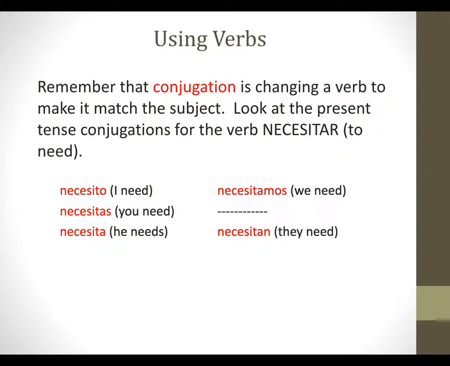Okay, remember that conjugation is changing a verb to make it match the subject. Look at the present tense conjugations for the verb necesitar. We know that necesitar means to need, but you must conjugate that verb in order to give it a subject. Conjugate, change it. Okay, so look here. What we've done is we've taken the verb necesitar, dropped the AR, and then to say I need, we would add an O. Yo necesito, I need.